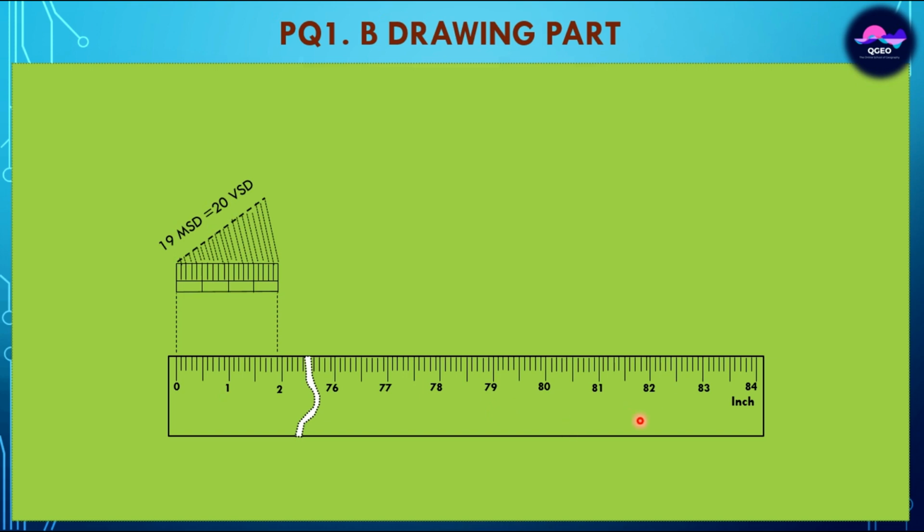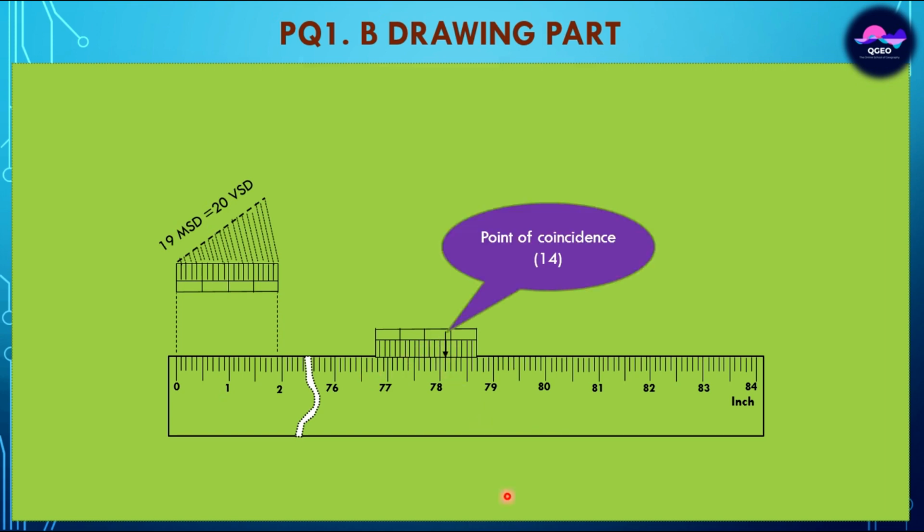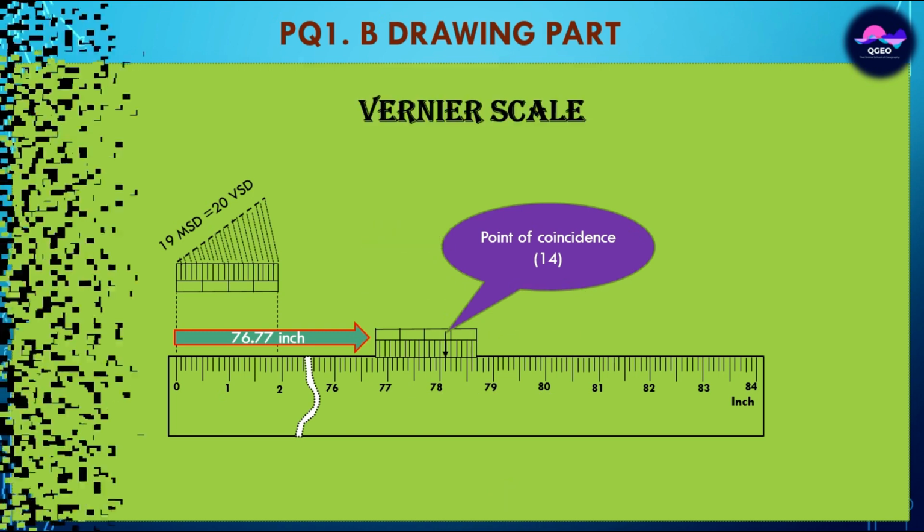Now the Vernier scale will be running through the 76.5677, and here the point of coincidence is 14. In this way you can draw the diagram clearly. This is the 76.77 inch, and final drawing will be this type.